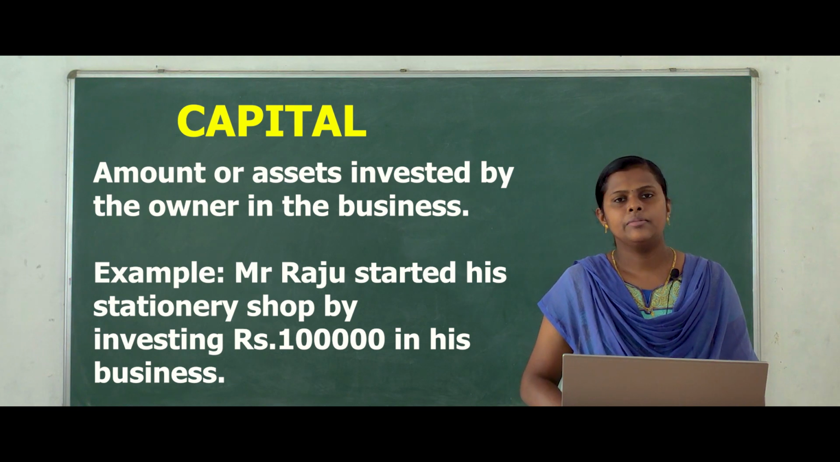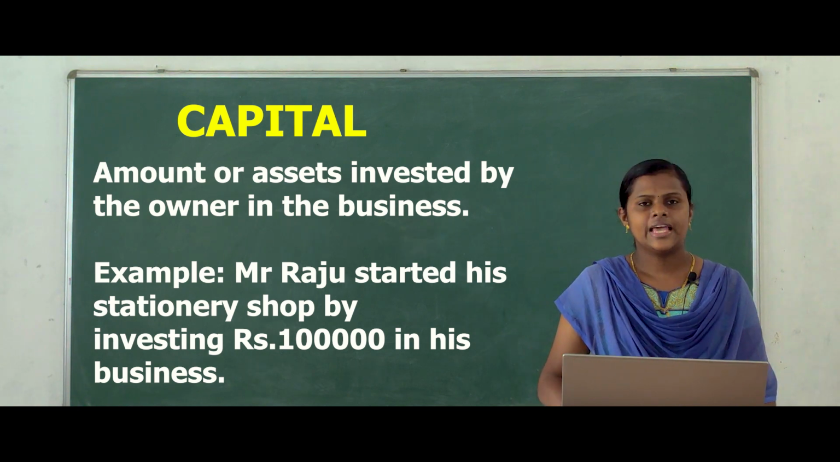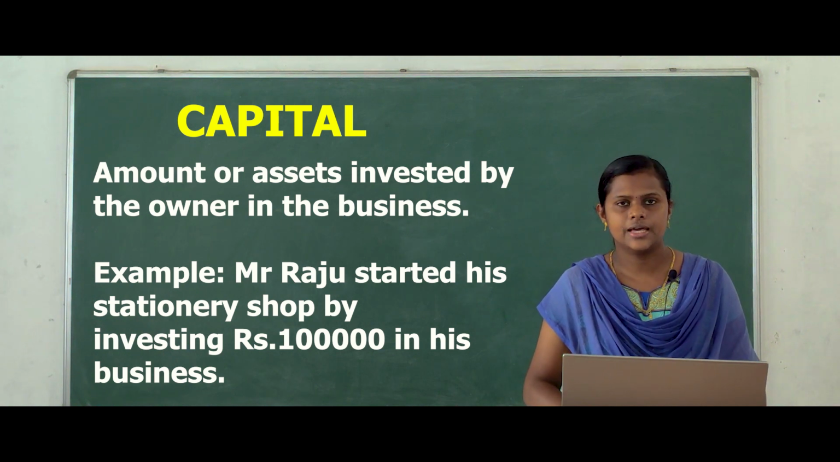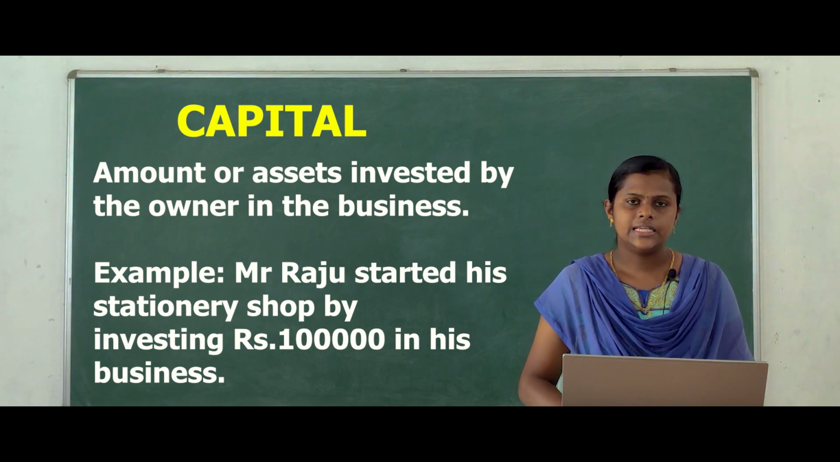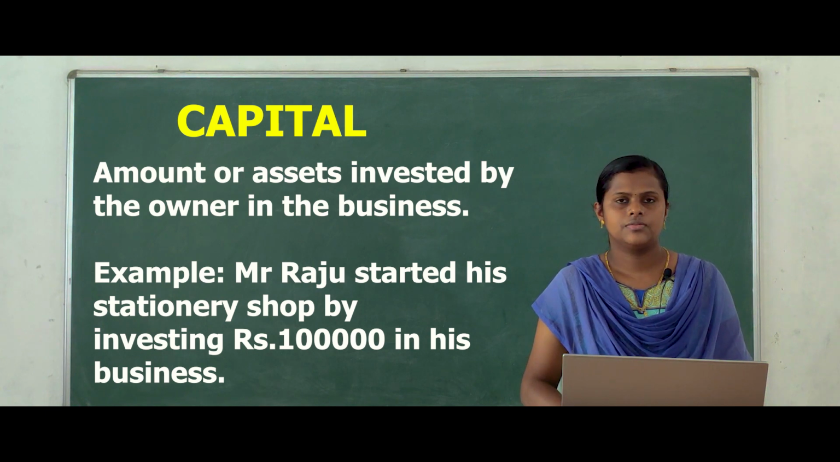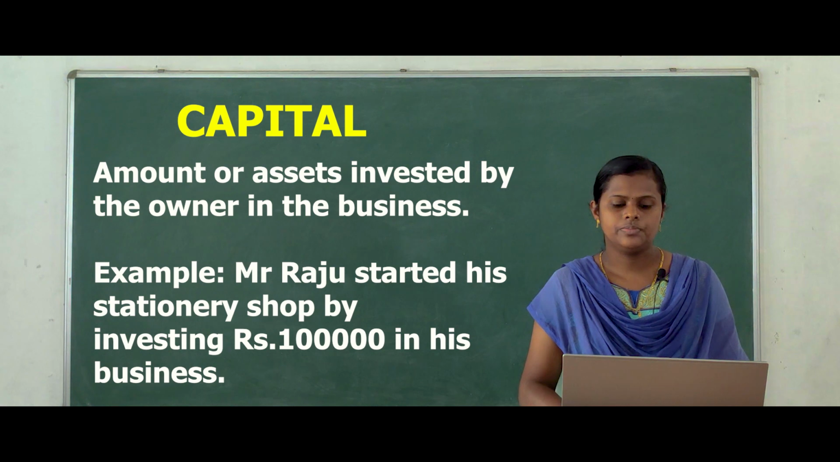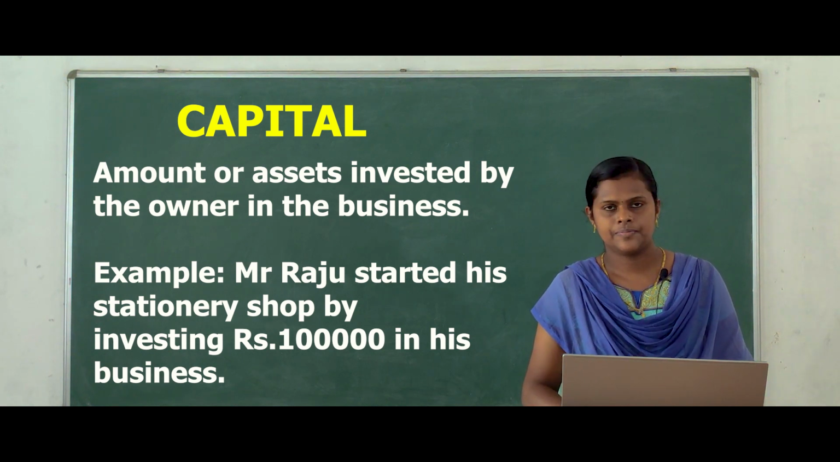The next term, capital. Capital means the amount or assets invested by the owner in the business. Capital can be invested in two forms, that is in the form of cash and in the form of assets. Capital is the initial investment made by the owner in the business. For example, Mr. Raju started his stationery shop by investing rupees 1 lakh in his business.